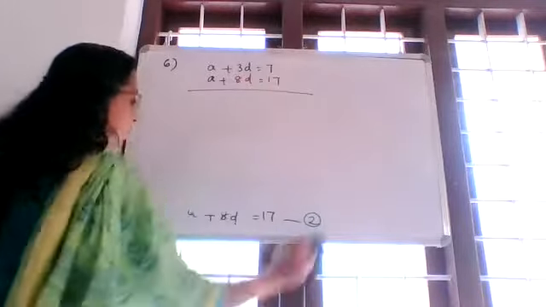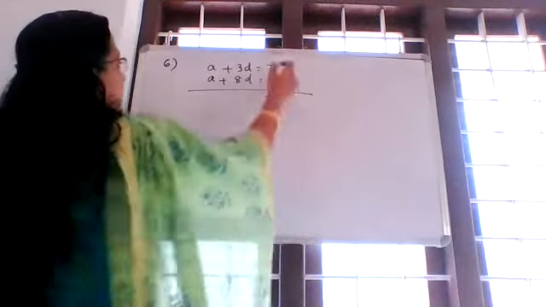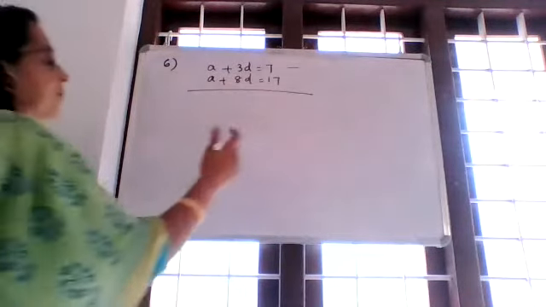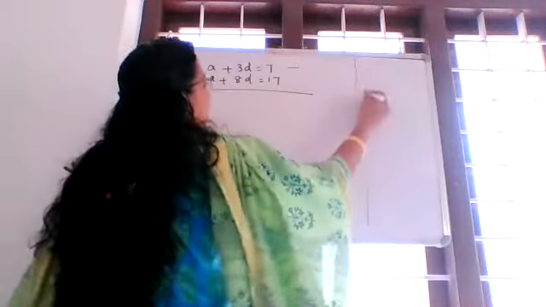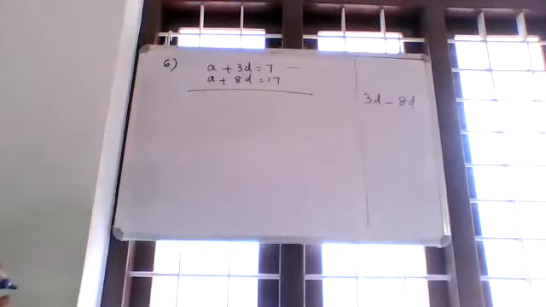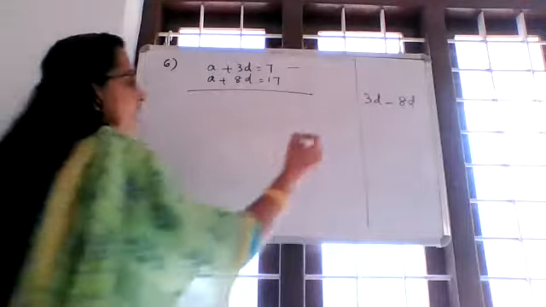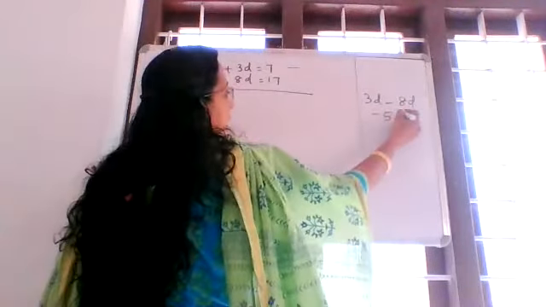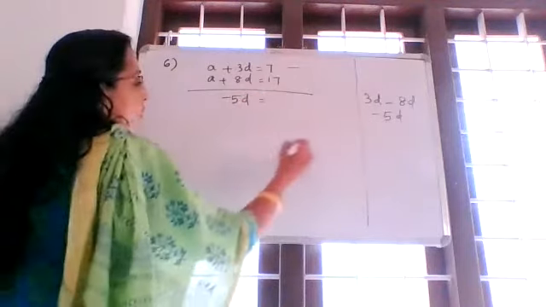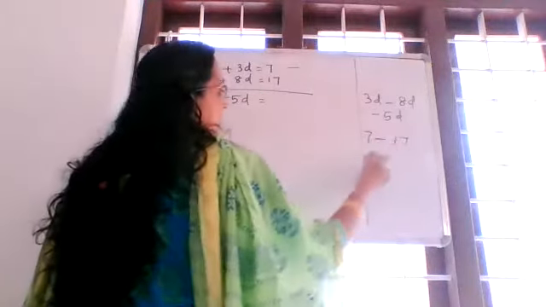So subtraction. So subtract. So a will go. Then 3d minus 8d. If you have any doubt, do it in the working order. 3d minus 8d: one sign is positive, the other sign is negative. Subtract and put the bigger number's sign. So it will be negative 5d is equal to 7 minus 17.